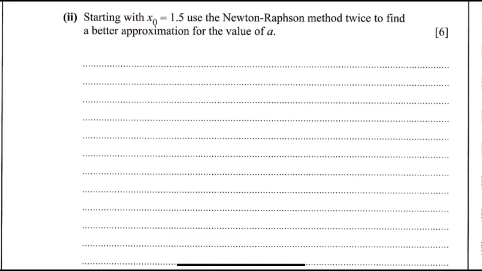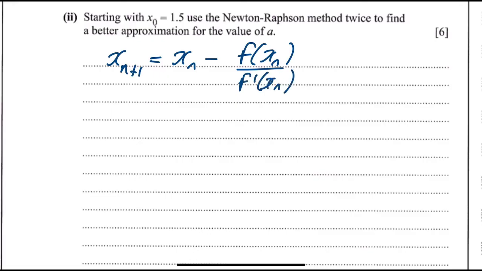So the Newton-Raphson says that the better approximation is your initial approximation minus f of xn over f dash of xn. So that's your first better approximation: your first approximation minus f of your first approximation over f dash of your first approximation.